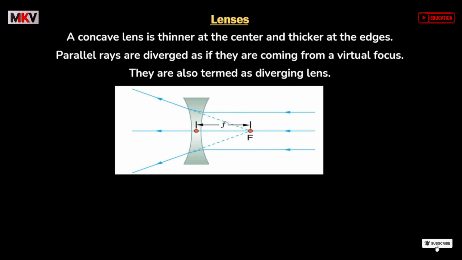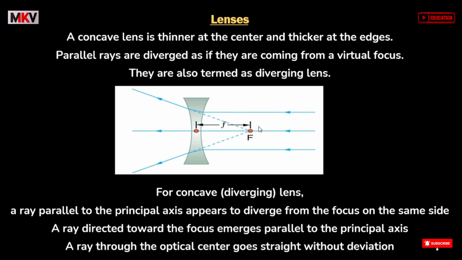If you look at this diagram, the light rays are parallel and they are moving onto the diverging lens. As they enter the diverging lens, the light rays diverge, and the virtual rays are drawn to a focus. For concave lenses, also termed diverging lenses, a ray parallel to the principal axis appears to diverge from the focus on the same side.